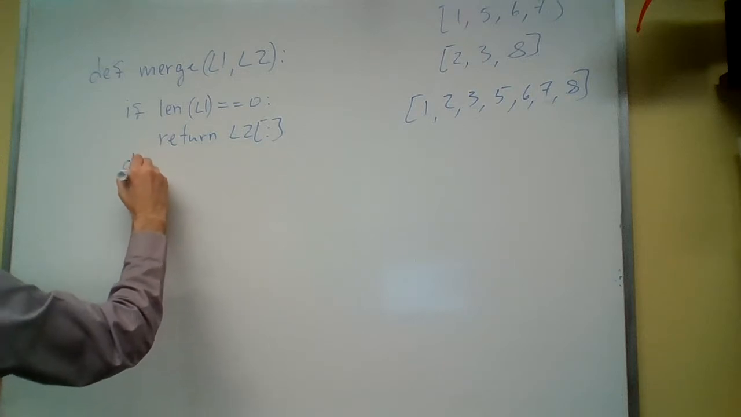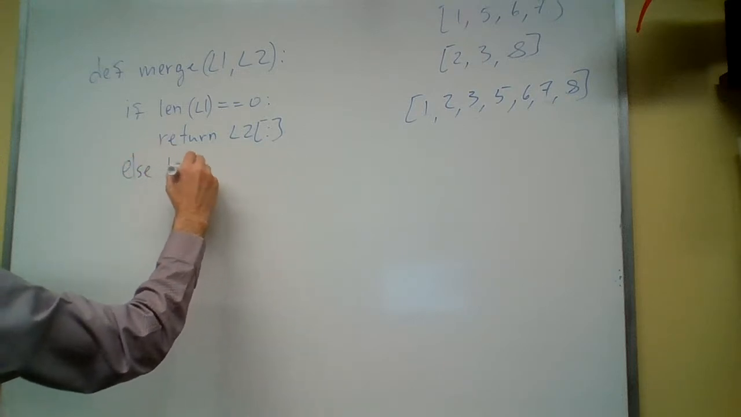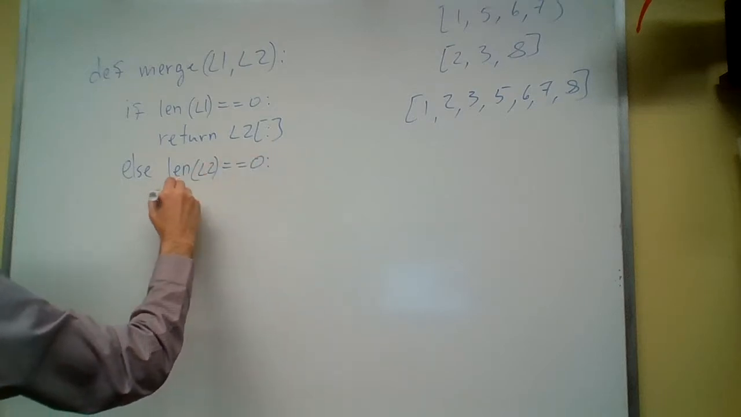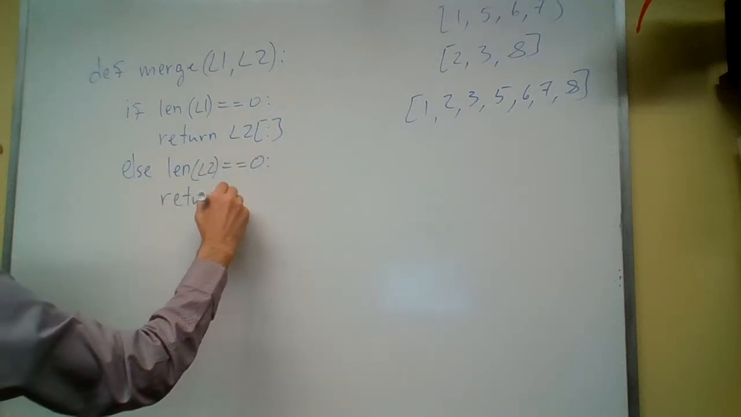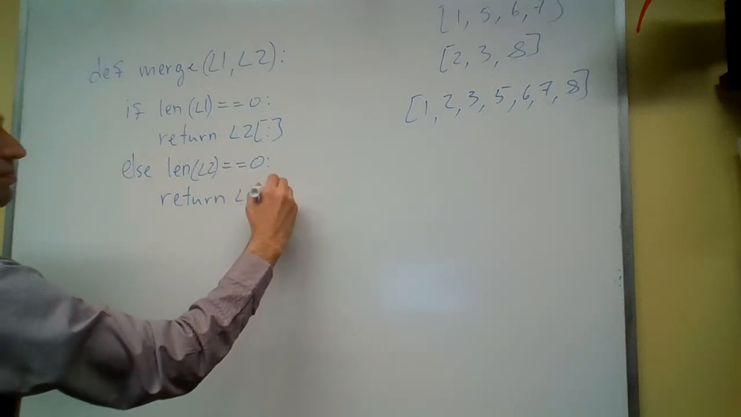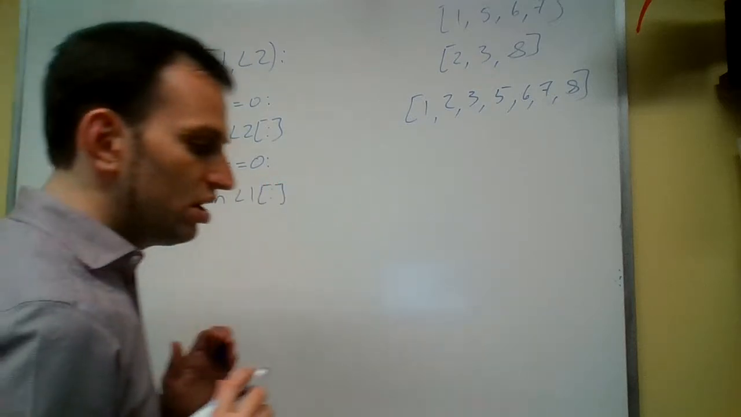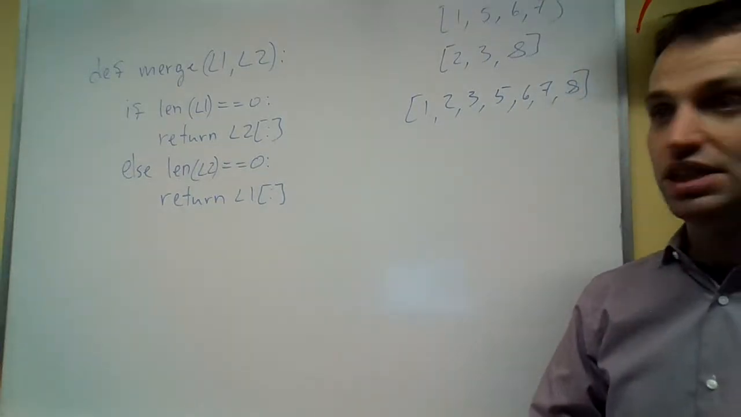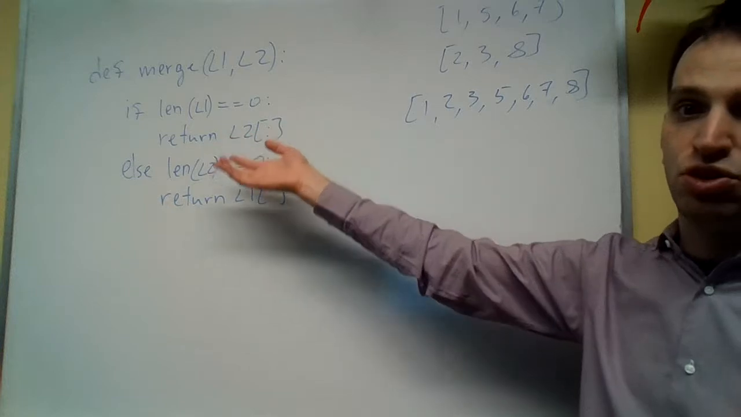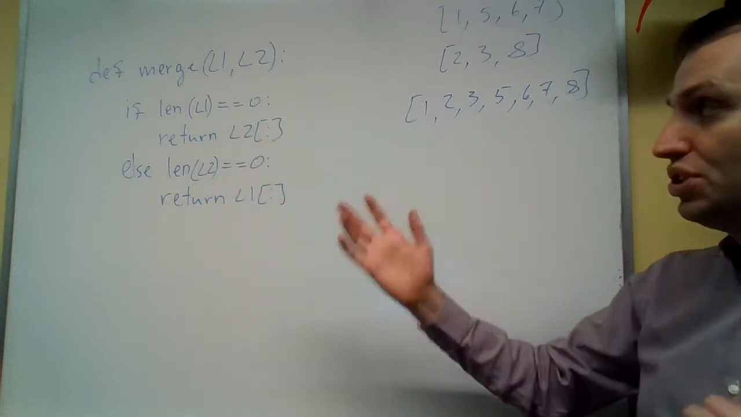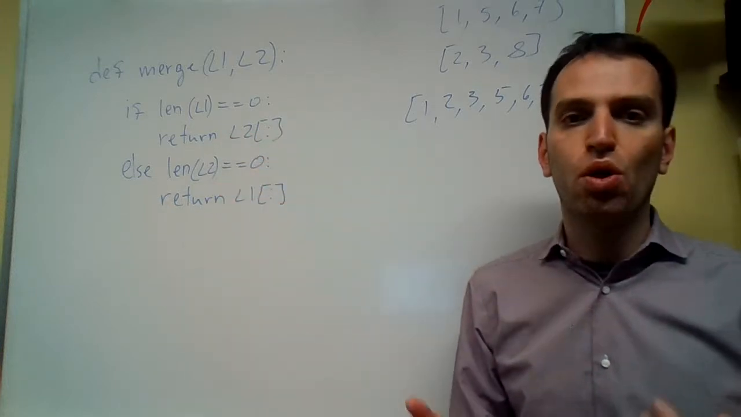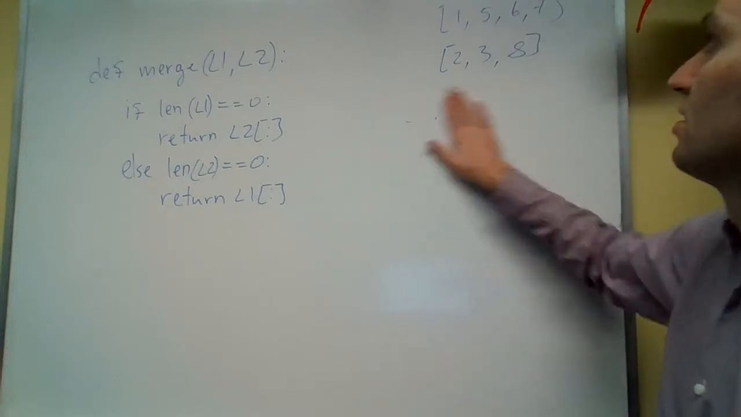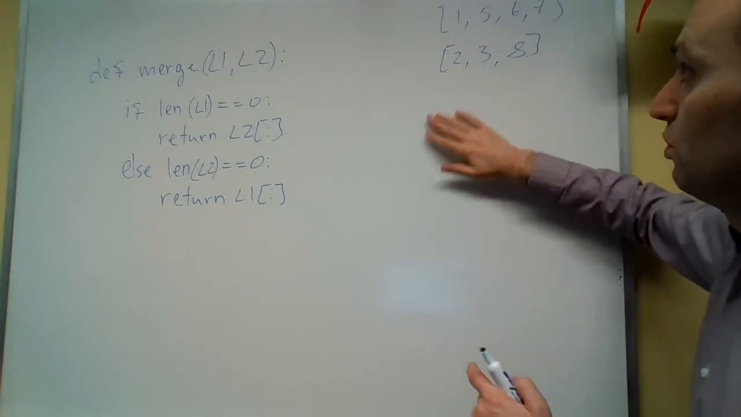So the other possibility for the base case is that the length of L2 is 0. And in that case, what makes sense is to return the copy of L1. So now the easy cases are done, and what's left is the recursive steps. Assume that merge works for small lists and try to use it in order to solve the problem for larger lists. So how can you do it? Well, let's look at those two lists. How can we solve this problem?